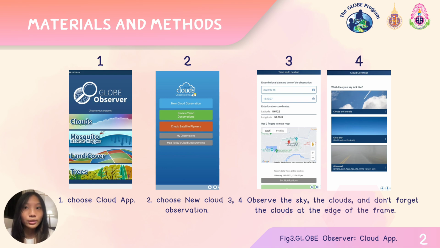1. Choose the Cloud app. 2. Choose New Cloud Observation. 3 and 4. Observe the sky and the clouds, and don't forget the clouds at the edge of the frame.